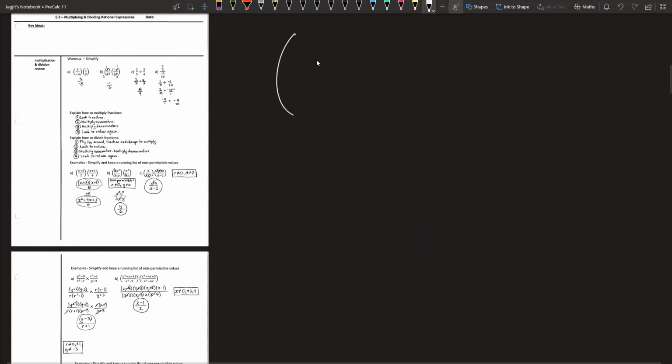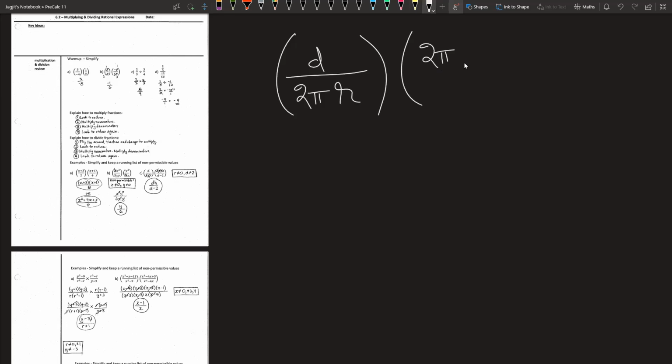Okay, let's try another example. We have d divided by 2 pi r. And we're multiplying this with 2 pi rh divided by d minus 2. Okay, so first thing, I realized we got 2 pi r and 2 pi r there. So straight away, we can cancel that. But like I said, before you do any canceling, let's write the non-permissibles.